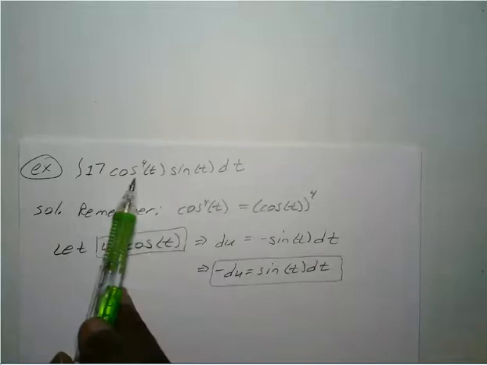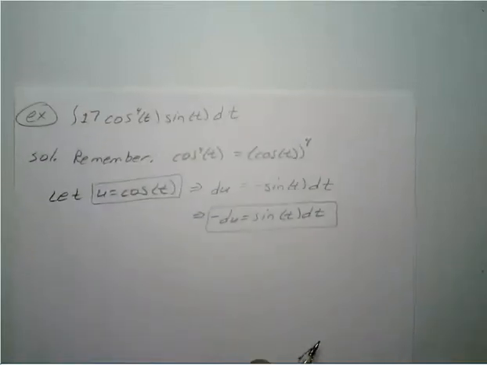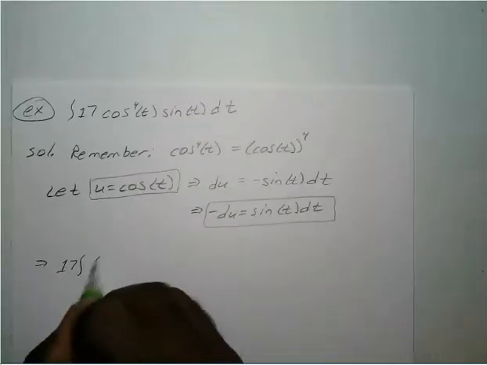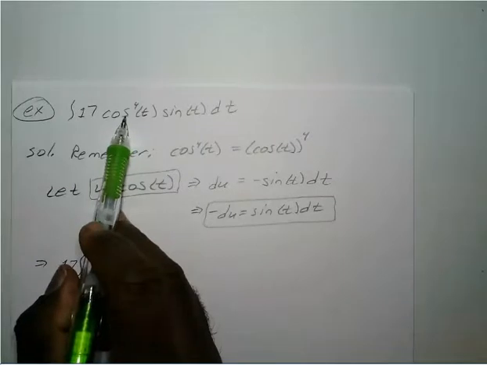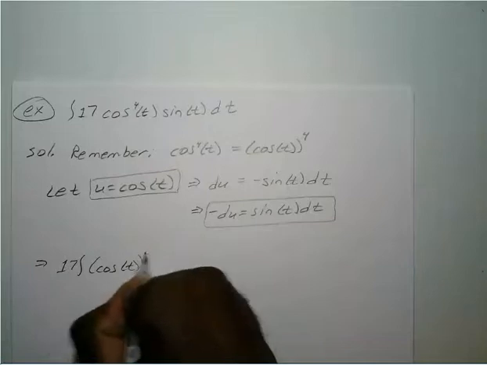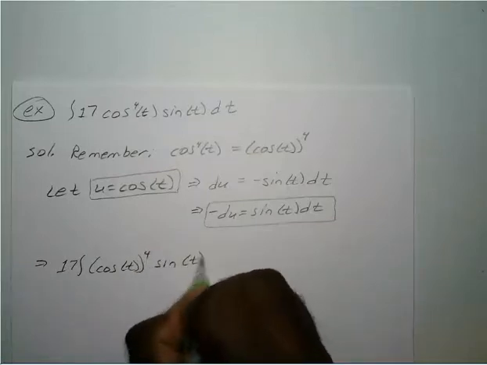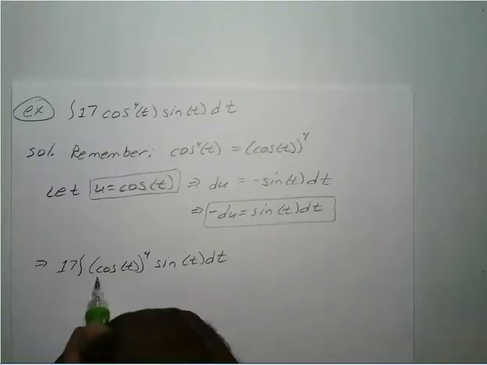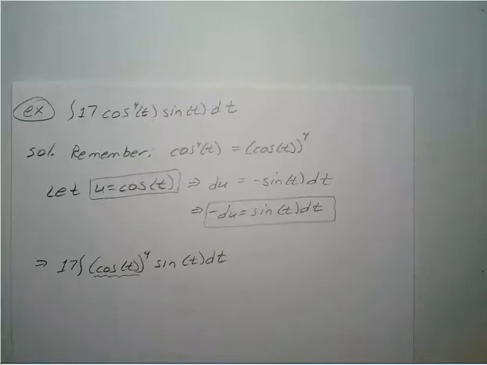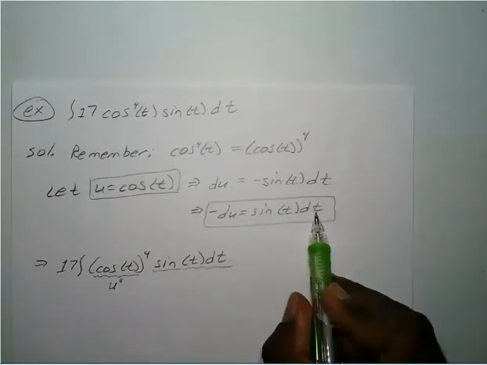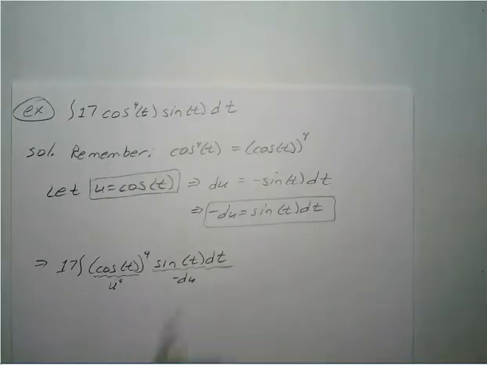All right, so we're going to go ahead and just bring our 17 right on the outside because we don't need our constant right now. So we have 17 times the integral. Now remember, we rewrote our cosine to the 4th. So that's just cosine of t to the 4th power times sine of t with respect to t. All right, so this is our u. So this just becomes u to the 4th power. And this, our sine of t with respect to t, is just negative du.